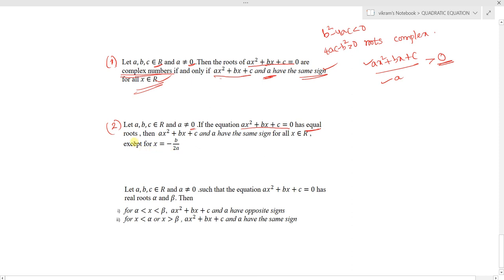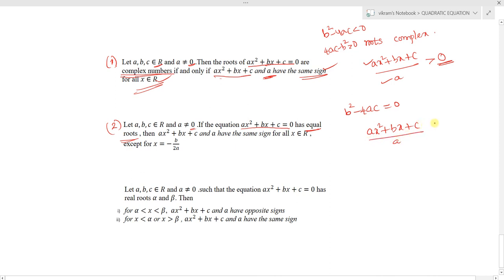The next case is equal roots. When the equation has equal roots, that means b square minus 4ac equals 0. The given quadratic equation will have equal roots. If it has equal roots, then what condition do we get? Just refer to the above statements.